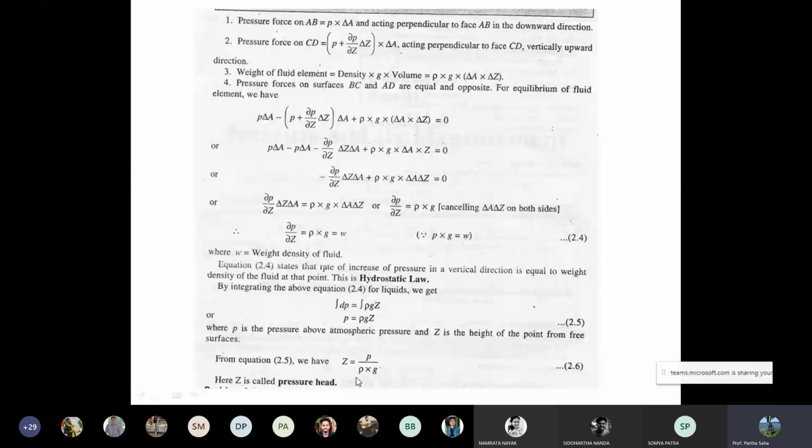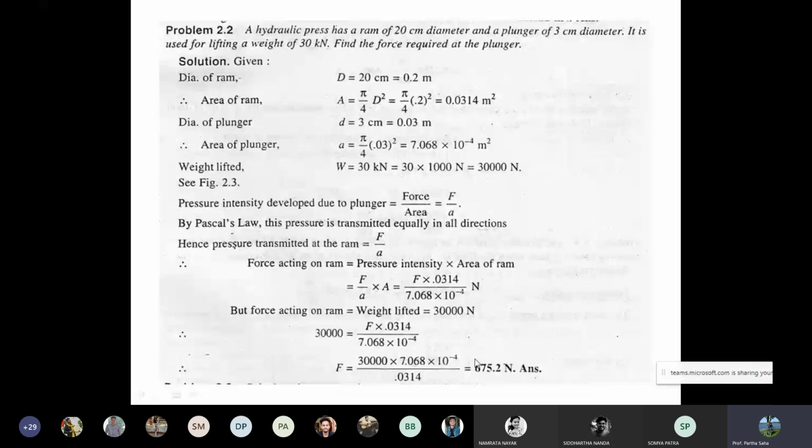Now let us look into some numericals. A hydraulic press has a ram of 20 centimeter diameter and a plunger of 3 centimeter diameter. It is used for lifting a weight of 30 kilonewton. Find the force. All the parameters are given. You calculate the area, the diameter of the plunger is given. The weight lifted is 30 kilonewton, that is 30,000 Newton.